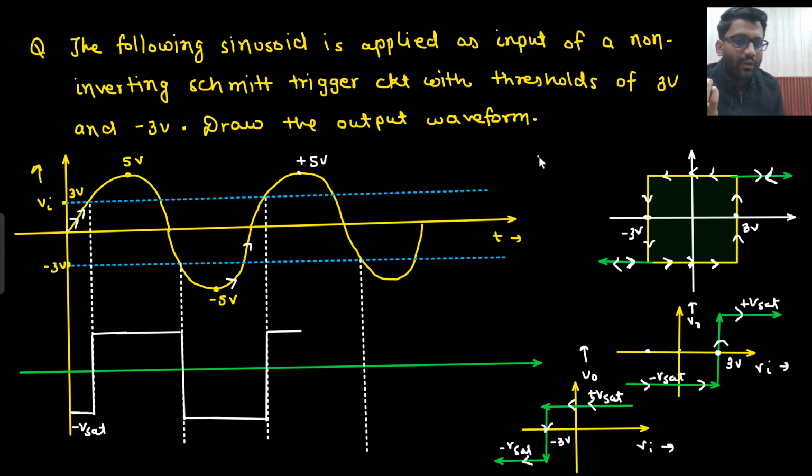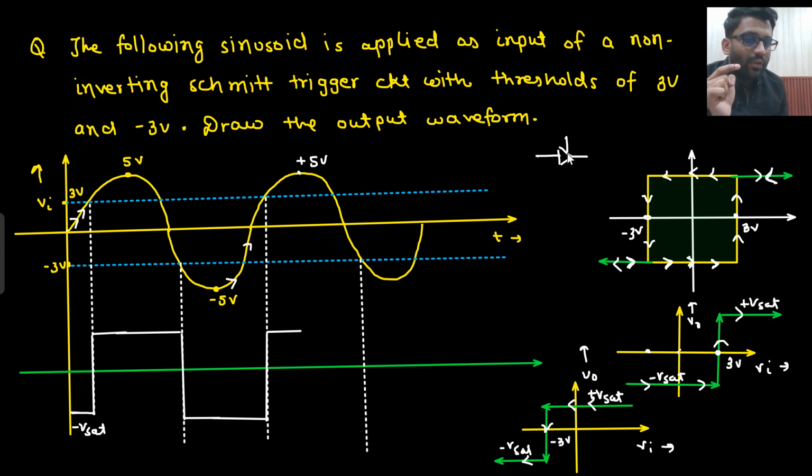No. Because what does your non-inverting Schmitt trigger say? That if you are going towards a higher input, your output should be higher only. So you are increasing the input, that means you want to go towards plus Vset. So you started with minus Vset, and you kept on increasing your input.